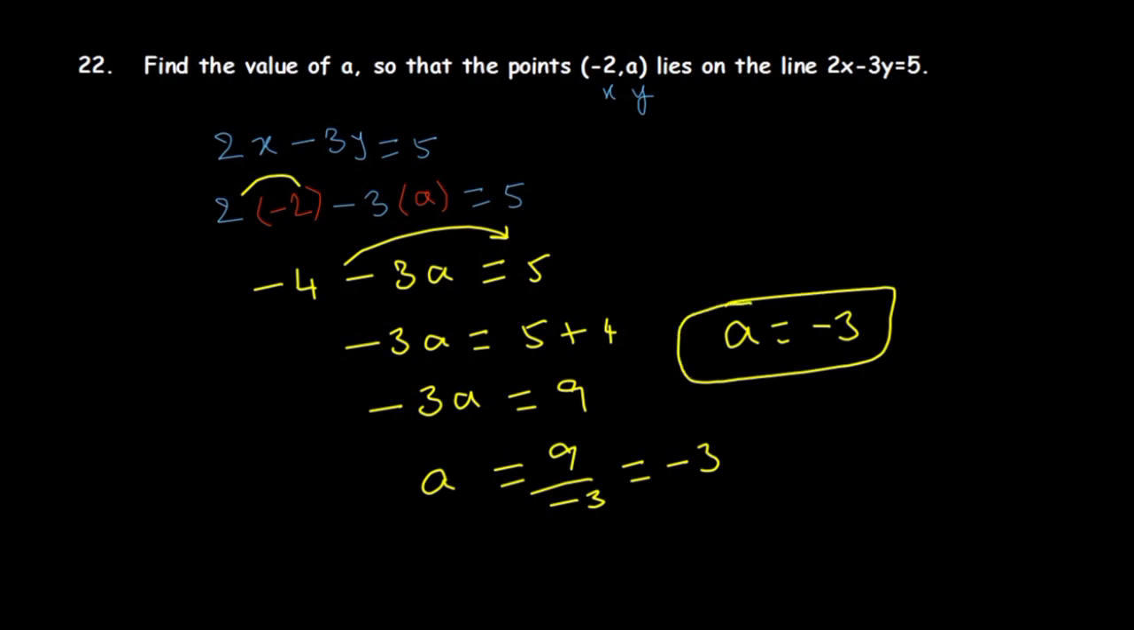So it's a very easy problem. Find the value of a so that the point minus 2 comma a lies on the line 2x minus 3y equal to 5. Then 2 into minus 2 minus 3 into a, which is equal to 5. After simplifying, minus 4 becomes plus 4. 5 plus 4 is 9, a equal to 9 by minus 3, which is equal to minus 3.